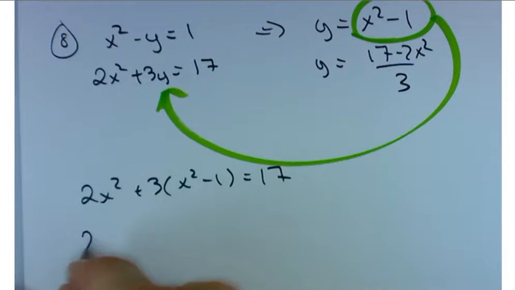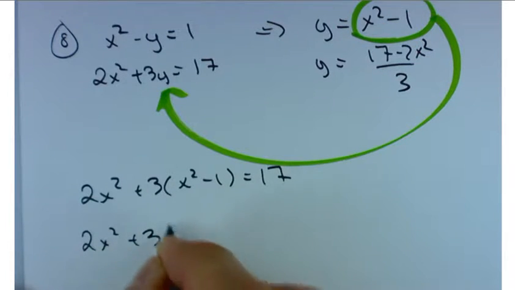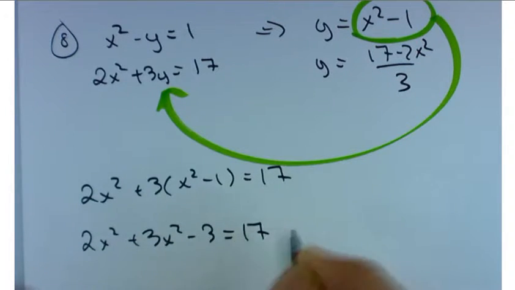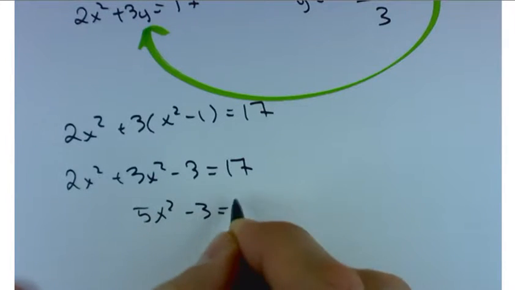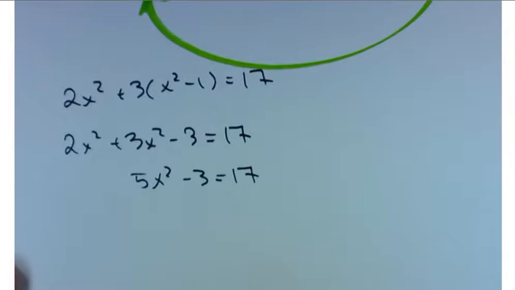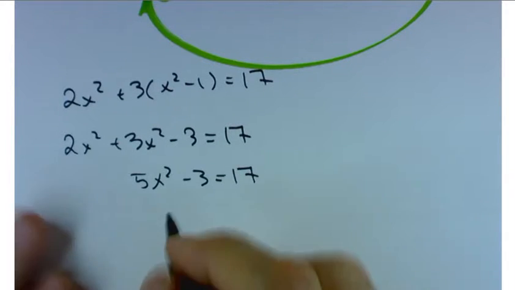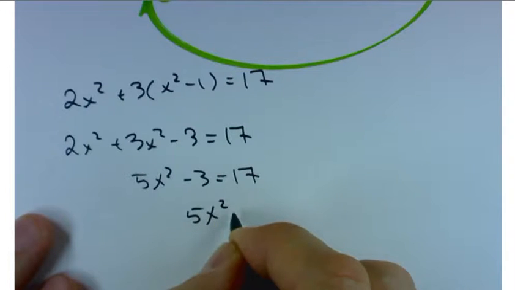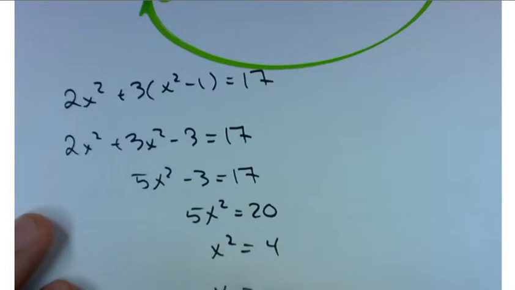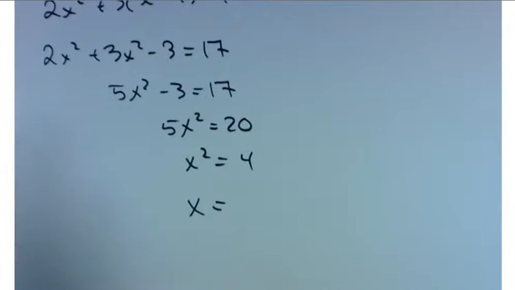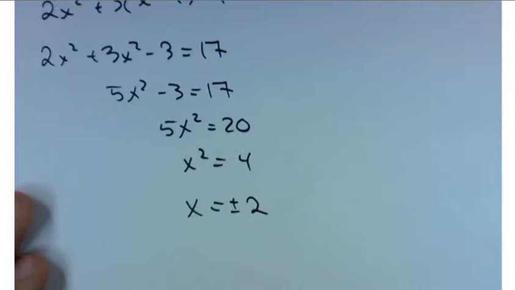So 2x squared plus 3x squared minus 3 equals 17. Or 5x squared minus 3 equals 17. Do I need to pull out the quadratic formula to solve this one? No. 5x squared equals 20. x squared is 4. Ooh, be careful. Very good, plus or minus. Good job. x is plus or minus 2.